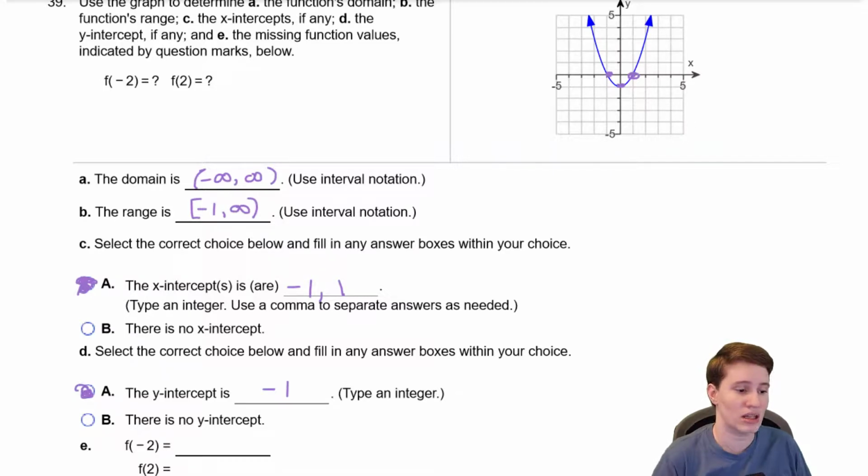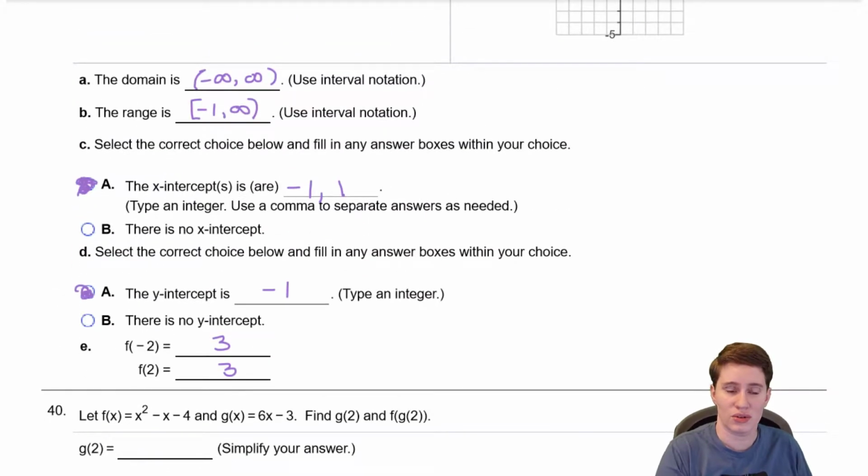And then part E asks us to identify these function values. So when it says f parentheses -2, it's saying f of -2, and it's saying what is the value of the function when x is -2. So you look at the x value of -2, you follow -2 up until you get to the graph, and you say, oh, that's a function value of 3. So I'd write down 3. And then for +2, because this is a parabola and because of where our symmetry is, it actually would also be 3. So that's how we walk through each of those things looking at a graph.